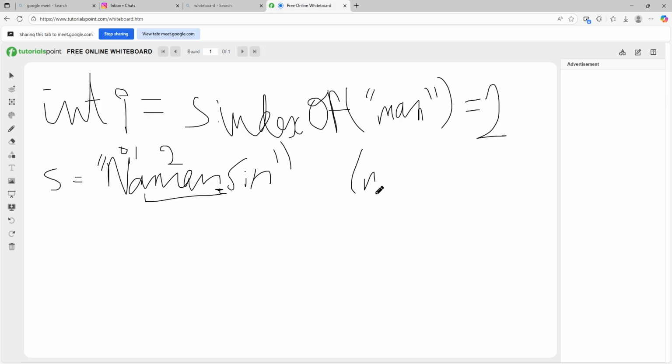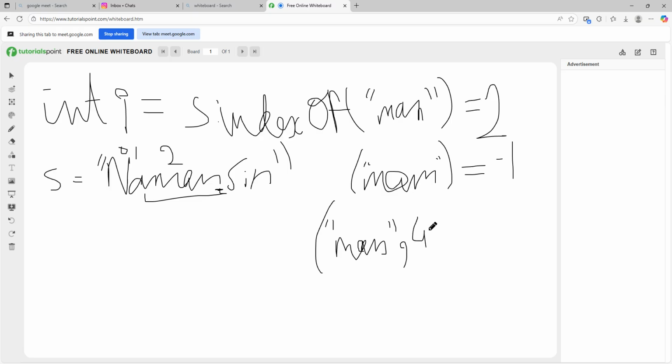But let's say I put MAM. There is no MAM, so again it will give -1. Similarly, if I put MAN, comma 4, it skipped the first 4 and went to this position. But there is no MAN from this position, so again it will give me -1.